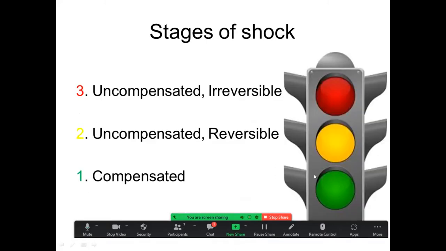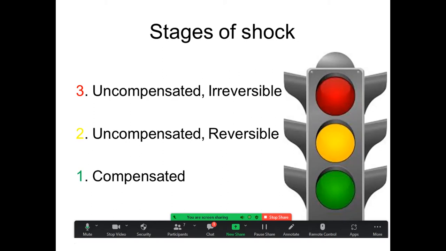We'll go to stages of shock. Now, when we see traffic signals, we always read them from above down. Here, we read it from below up. The first stage is the compensated shock, where the body is trying to compensate: tachycardia, baby's irritability, whatever it is. You will see the flush baby, tachycardia and all those things, where the physiology of the baby is trying to compensate. This is the best time to intervene and refer the patient to intensive care unit.